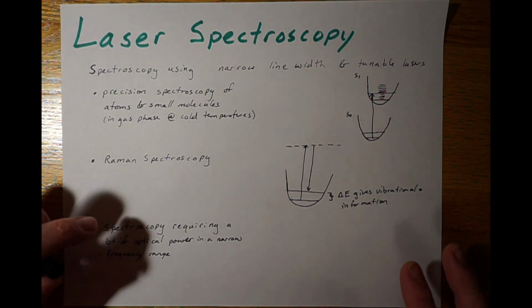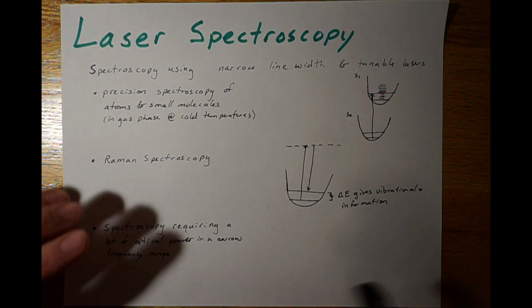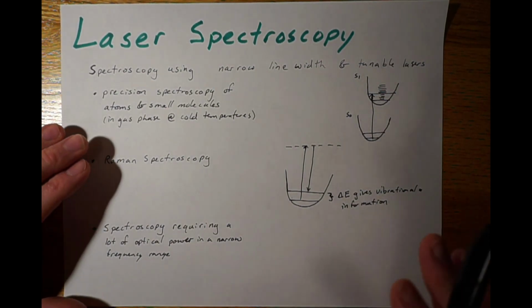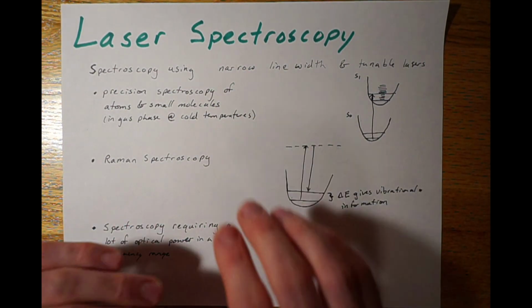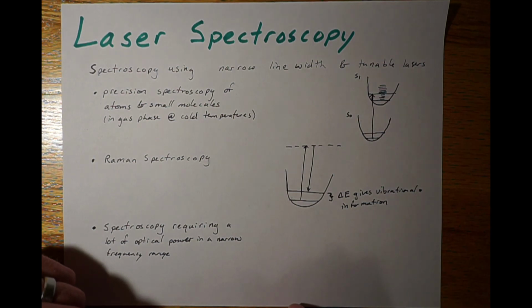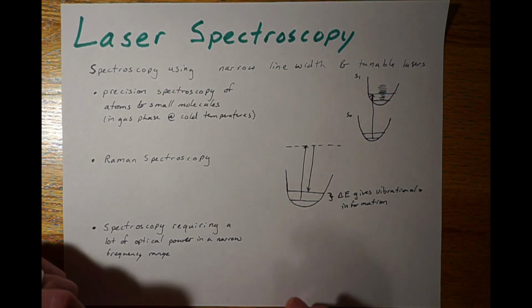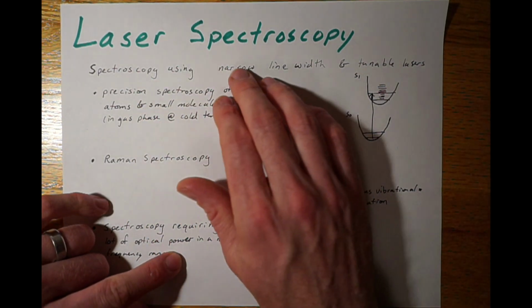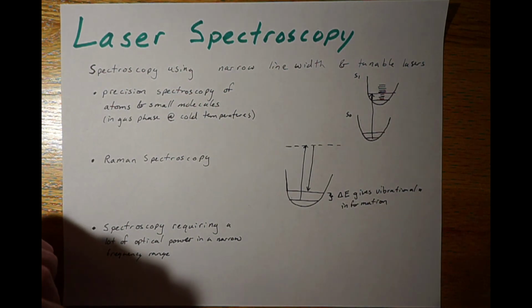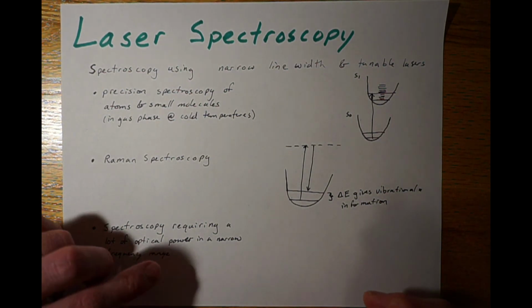Let's take a look at how we can use lasers to understand more about quantum mechanics in atoms and molecules. One way that we can use lasers is to use lasers that have a very narrow line width and that are tunable. And we often think of lasers as having a particular color.